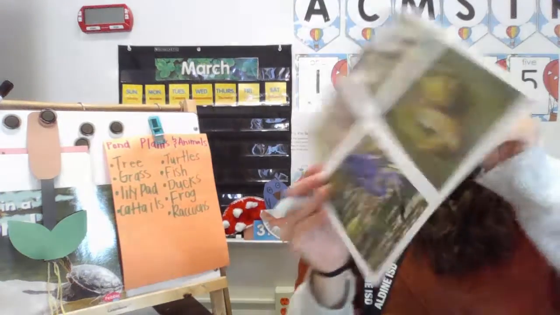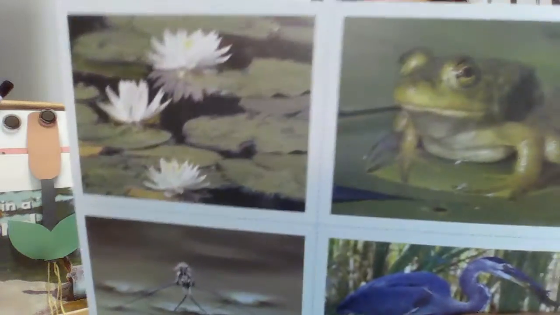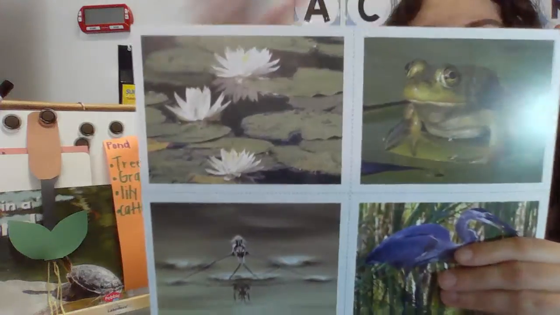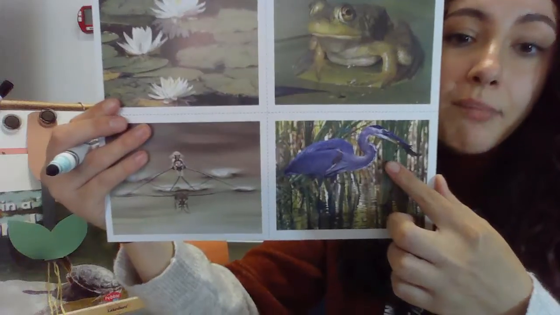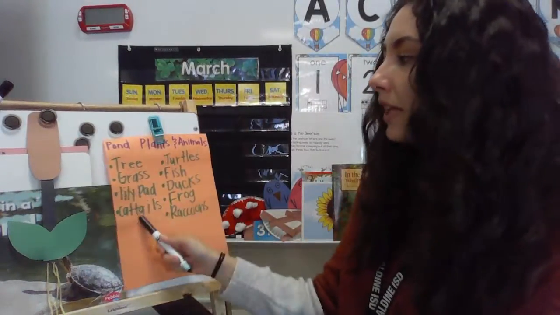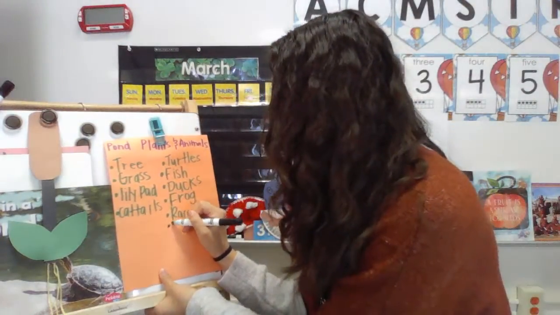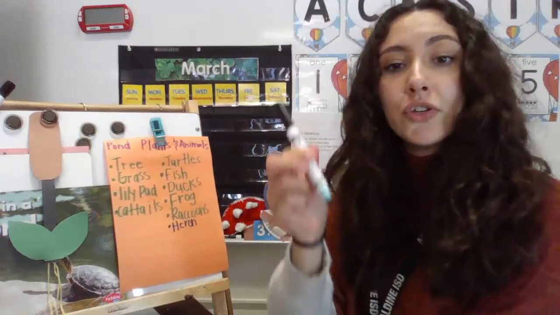Do you remember learning about our lily pads and our frogs? Yes, those are already on our list. We have water lilies here, a frog here. And do you remember what this animal is called? A heron, a blue heron. Let's add that to our list. Is a heron a plant or an animal? It's an animal. Let's add it to our list. Heron. I'm putting all of our new plants and animals in the color black.